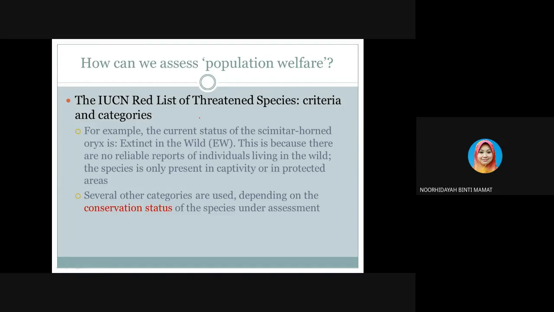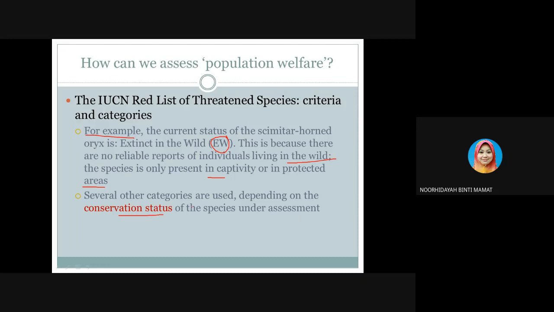For example, the current status of the scimitar-horned oryx is extinct in the wild. So in the IUCN, they write the status of this oryx as EW. This is because there are no reliable reports of individuals living in the wild, so the species is only present in captivity or in protected areas. This is one example, and several other categories are used in the IUCN list, depending on the conservation status of the species under assessment.